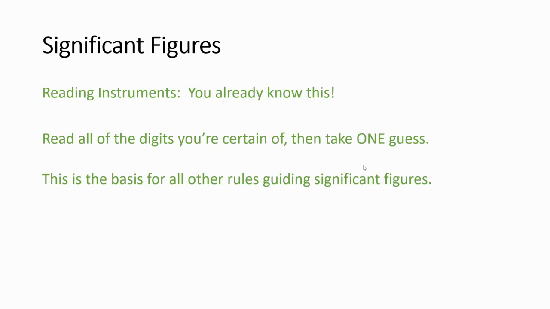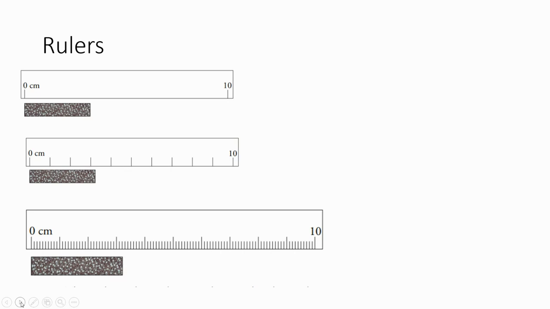But there is one fundamental rule. You always read the number of digits that you're certain of, and then you make one guess. And that guess is still considered to be a significant figure or a significant digit. This rule, I should say, is the basis for everything else we do when it comes to determining significant figures.